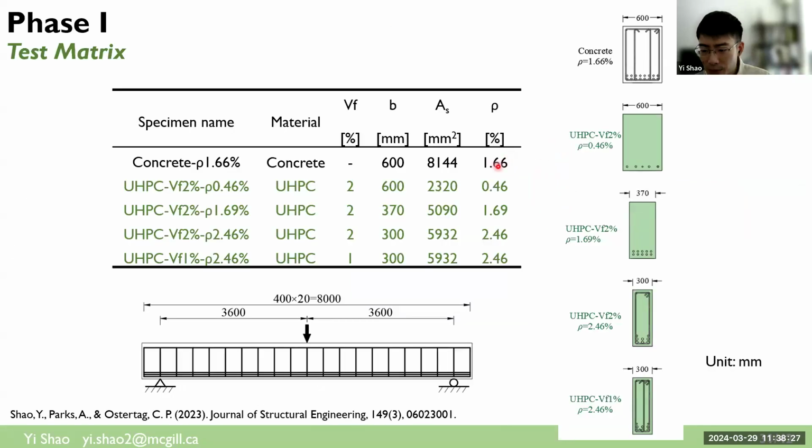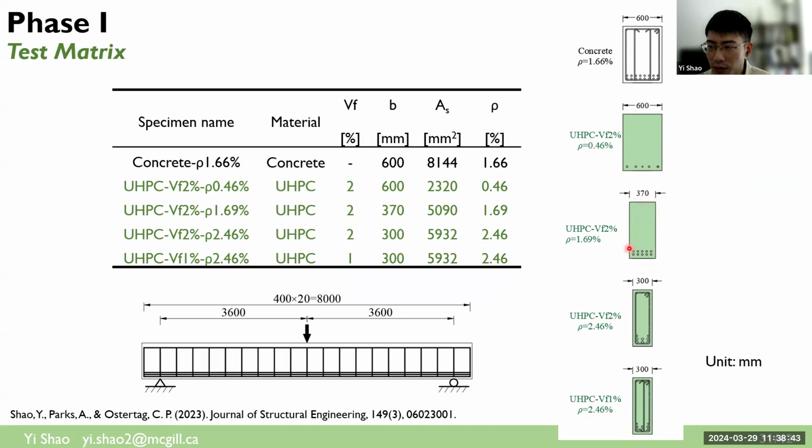And then let's briefly talk about the design test matrix for phase 1. So we have one concrete beam. We have four different UHPC beams. The first beam adopts the same cross-section size, much reduced reinforcing ratio.